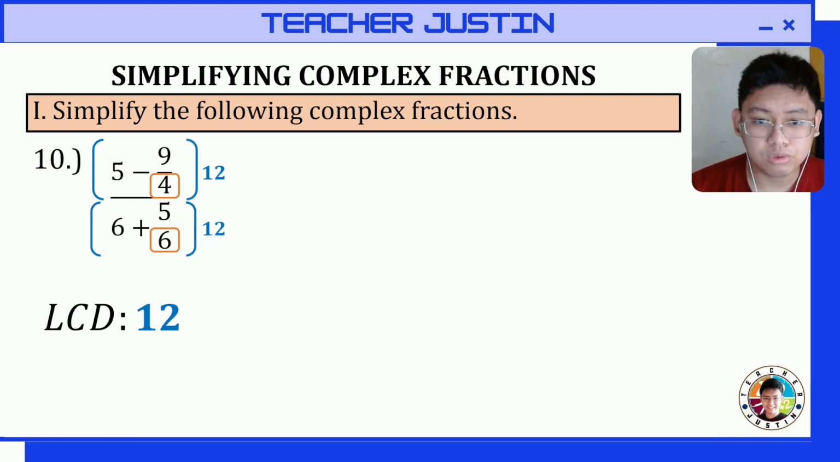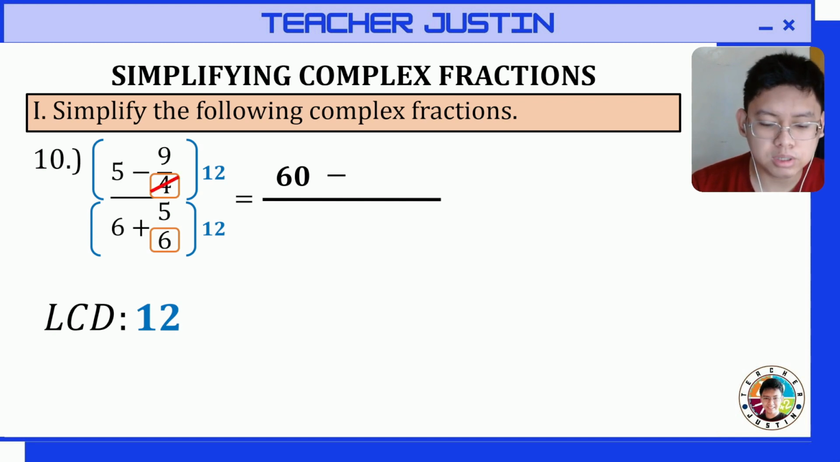Now, let's apply the distributive property in multiplying our numerator by the least common denominator and the denominator by the least common denominator. So, multiply natin. Let's start first with the numerator. So, 12 times 5, that will be 60. Then, copy the operation, minus, tapos 12 times 9 over 4. So, we can cancel 4 kasi 12 divided by 4 is 3. Tapos, multiply natin yung 3 kay numerator na 9. So, 9 times 3 will be 27. So, that will be our numerator.